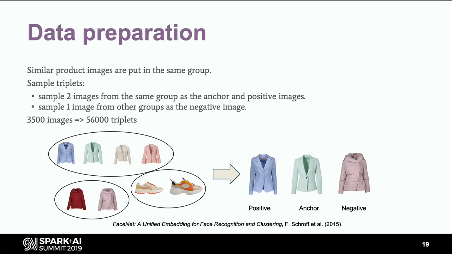Now that I have talked about the methodology, it's about how we prepare the data and train the model. We first manually tagged similar product images into the same group. Then we sample two images from the same group as the anchor and positive, and one from any other group as the negative image. It's a very naive way of sampling. From thousands of images, we can sample tens of thousands of triplets. That's how we prepared the data.